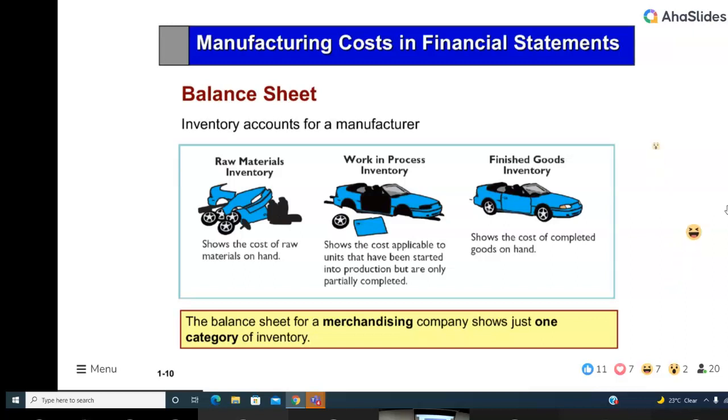Then you learned the transactions of a merchandise company. Now, a merchandise company like Carrefour buys in products, thousands of those products, doesn't do anything to them except put them on the shelf and sell them to you. That's what a merchandise company is. So now on the balance sheet, you had one more asset, and that's called merchandise inventory or just inventory.